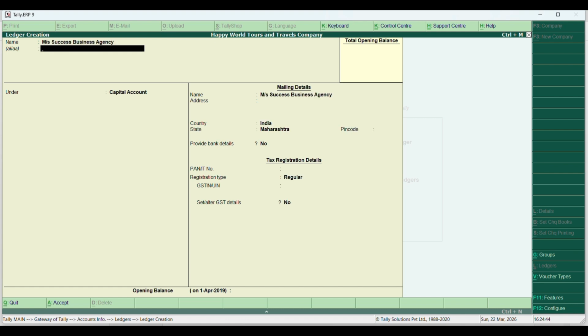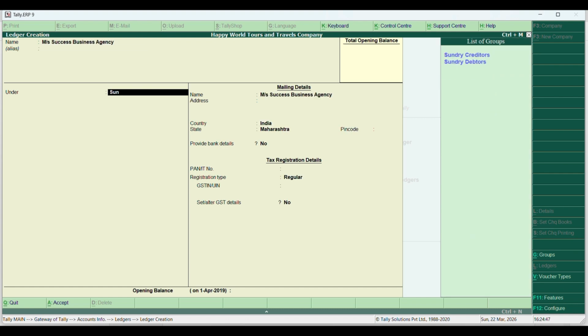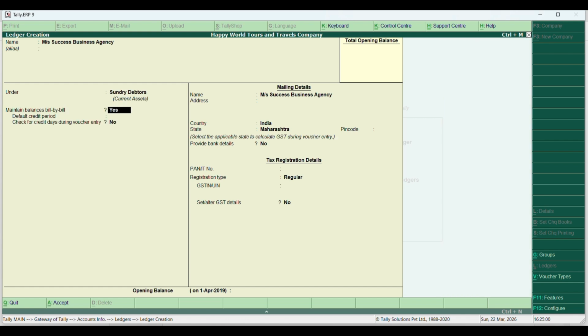Now this is a sundry. We are selling the goods. So we are selling the services. Sorry. So we are going to keep it in the group sundry debtors because we are selling some services. So it will be sundry debtors. Next will be no.